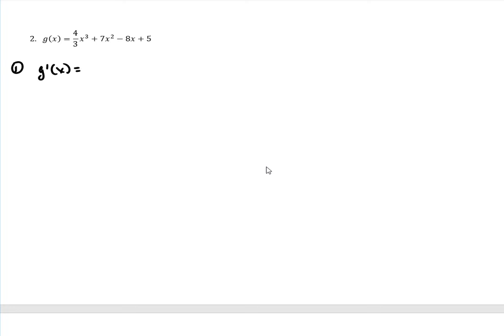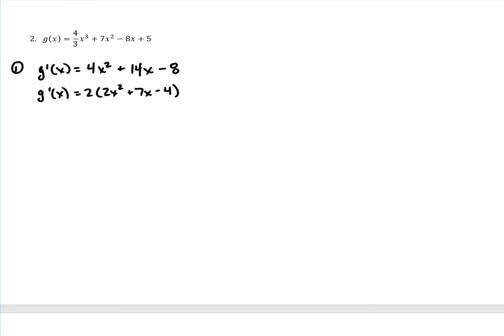So g prime of x is, well, the 3 would multiply the 4/3 to leave 4, and we'd have x squared plus 2 times 7 would be 14x, and then minus 8. And then it's usually best to factor. So notice 2's in common. So we'll have 2 times, oops, I meant to write another 2 there. 2 times 2x squared plus 7x minus 4. And then double check with FOIL, or distribute. Yep, it's the same thing up here.